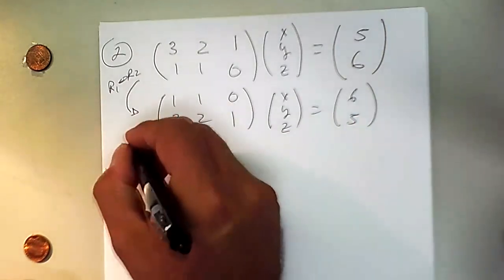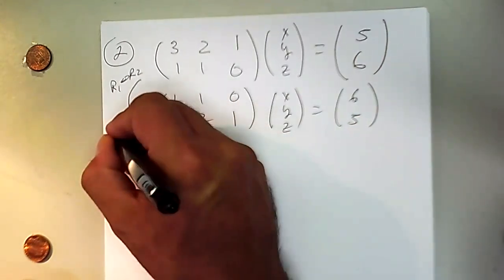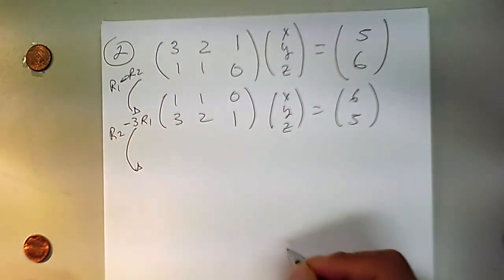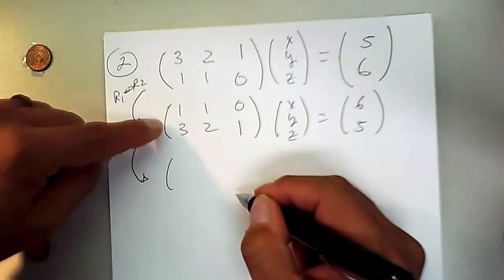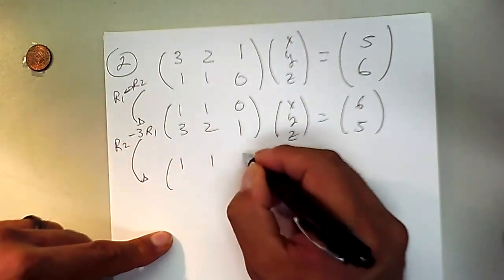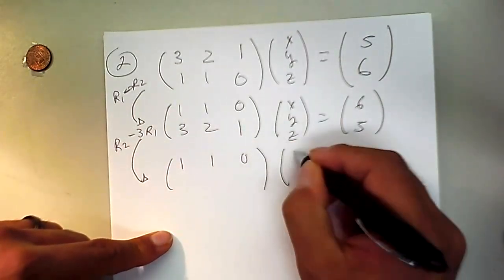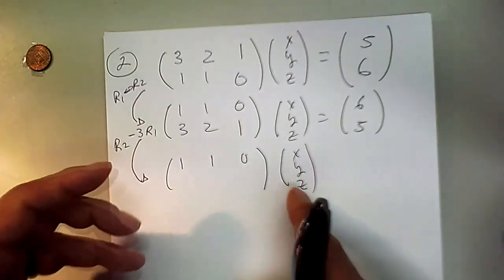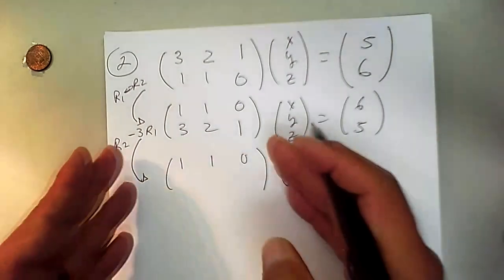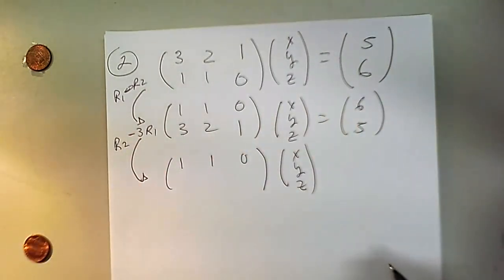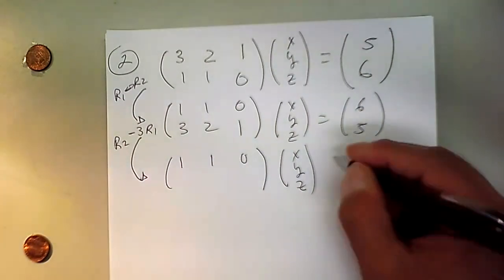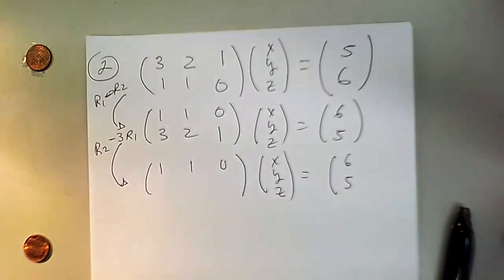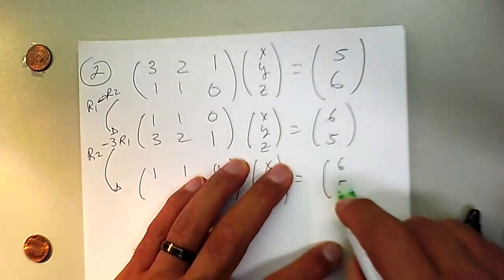Okay, now from the second row, we want to take away 3 times the first row. So the first one stays as is. See, we're going to carry X, Y, Z through the whole thing. That's why many times we even get rid of that and we simplify and put all of this into one augmented matrix. But let's keep it this way for now. Oh, wait a minute. Not 5 yet, because we're still going to work with this.